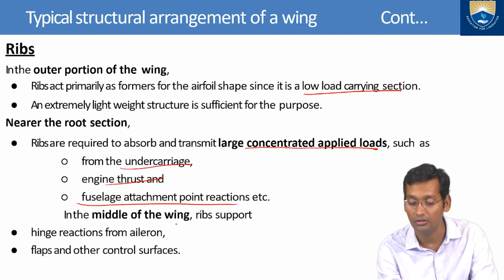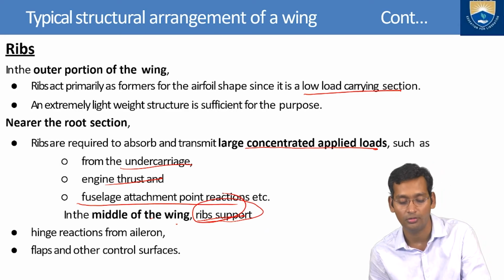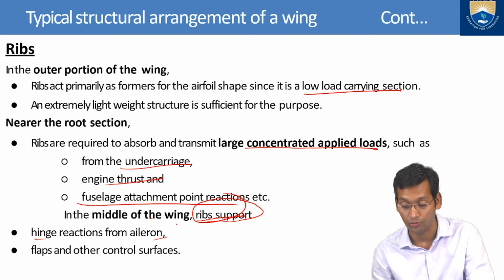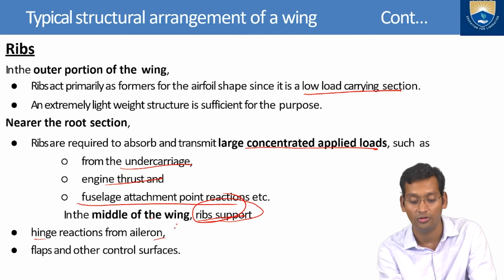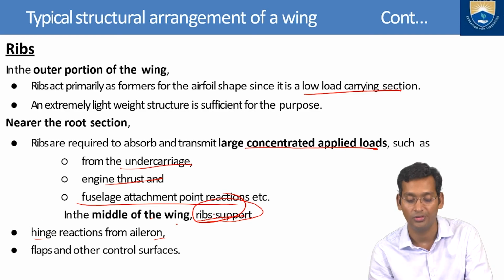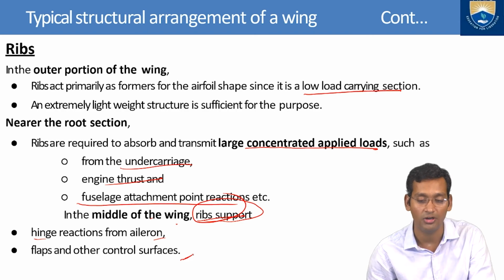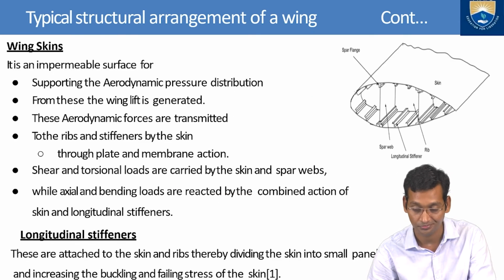In the middle of the wing, ribs also provide support for the hinge reaction from the aileron. When the aileron is in working condition, its hinge is also supported by this, and by the flap and other control surfaces. So these are the structural elements in the wing.